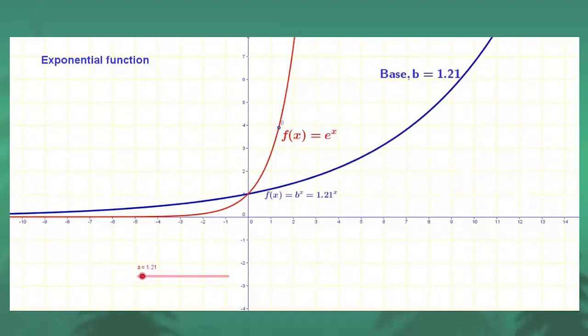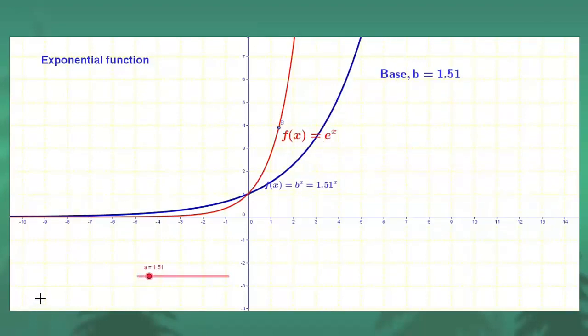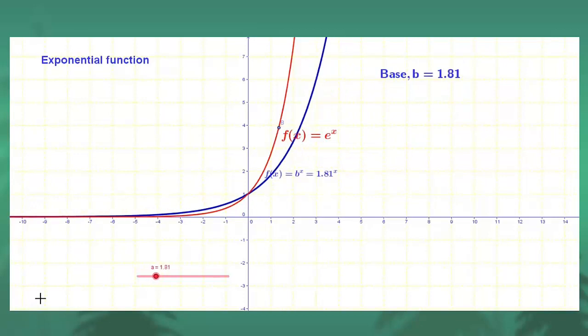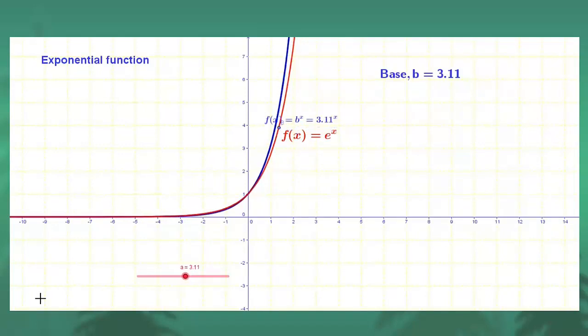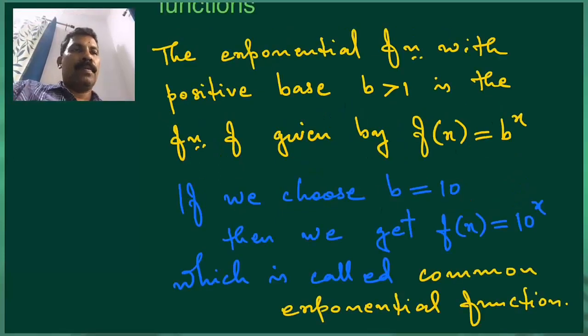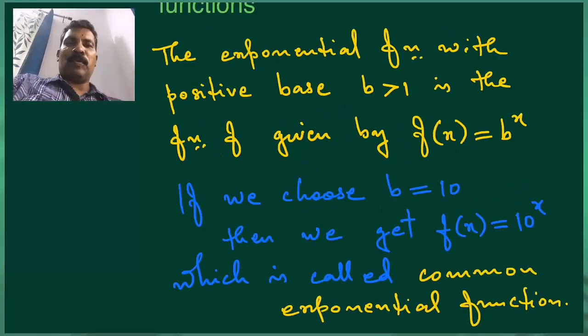f of x is equal to e power x, that is what is called an exponential function. Frankly speaking, a natural exponential function. When the base is e, it is called a natural exponential function, whereas when the base is 10, it is called a common exponential function. In particular, if we choose b equals 10, then we get f of x is equal to 10 to the power x, which is called a common exponential function.